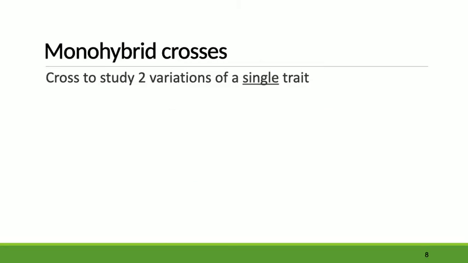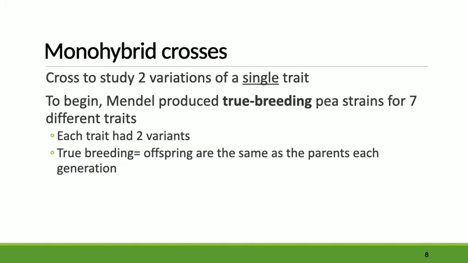His goal was to study two variations of a single trait. So in today's language, we would say two variations of a single gene. And he started this process by producing or ensuring that he had true breeding pea plants for 7 different traits. Okay, what does true breeding mean?